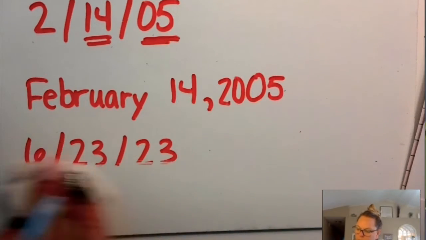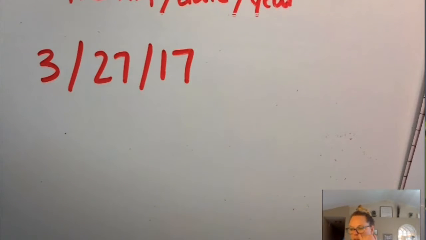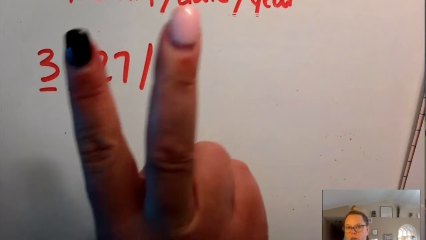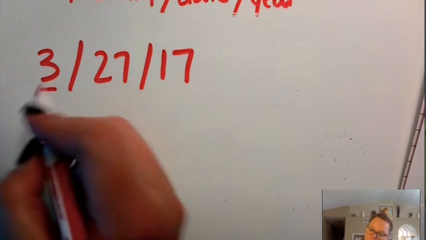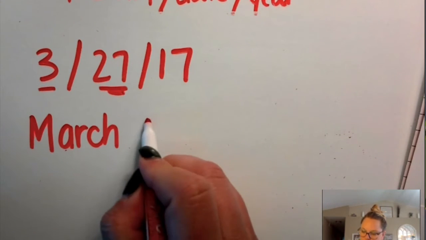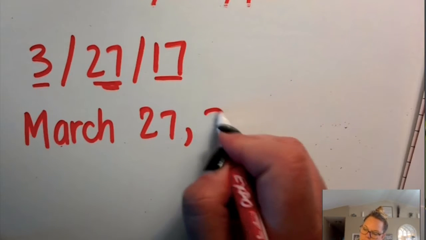All right. Let's do one more. 3 slash 27 slash 17. The first number is your month, the 3rd month of the year. January, February, March. Date, 27th. Year, 2017.